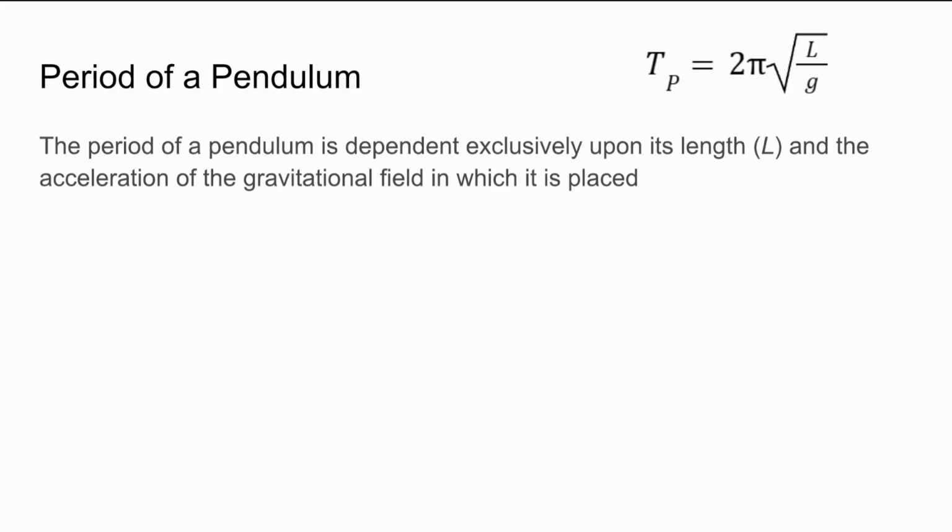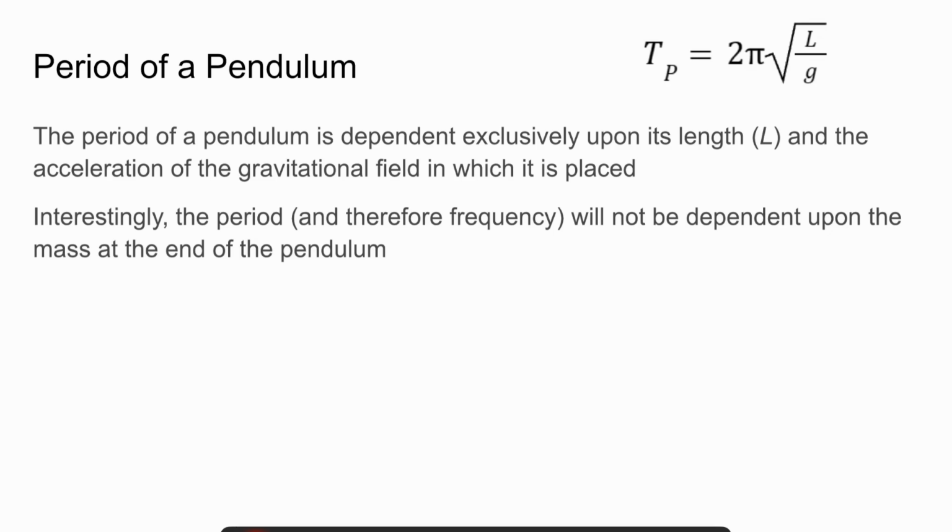We can notice that it's dependent exclusively on the length of that pendulum, and of course, the acceleration of the gravitational field in which it's placed. Since most of the work we're going to do here is on Earth, we're not going to change that g very much, right? So it's really just L that's going to change in order to give us a different period of the pendulum.